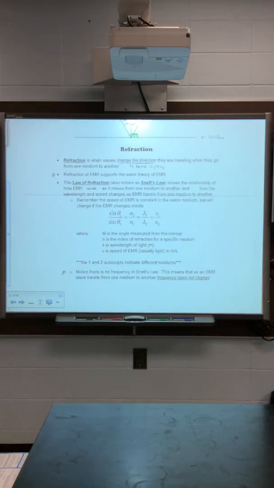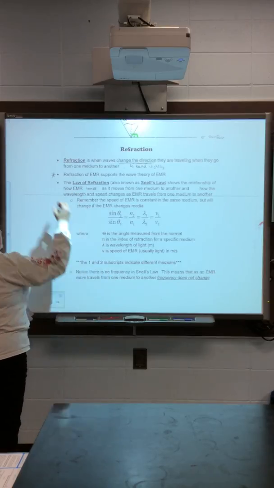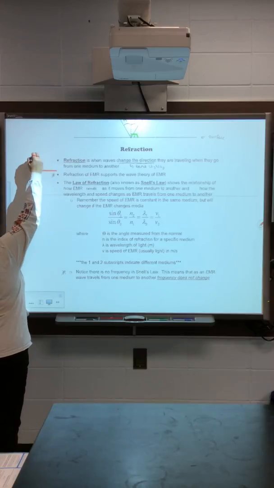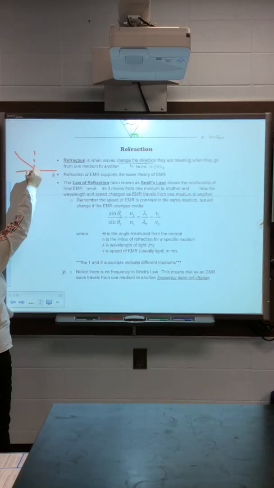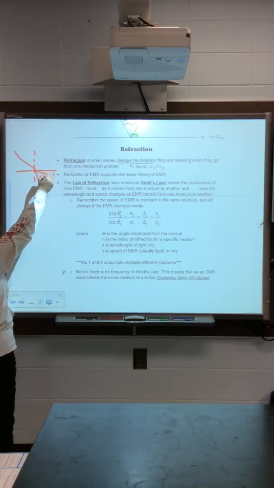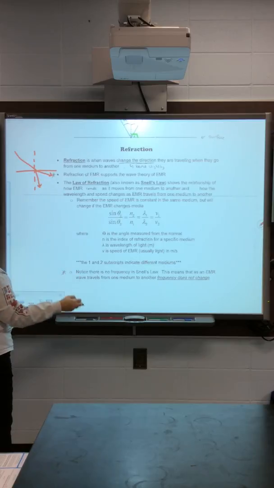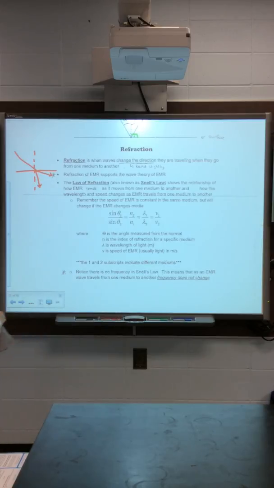Refraction is when we're looking at the light passing from one medium to another medium. And so where it says a change in direction, what we're looking at is an angle coming in, and it's either going to change downward or change towards the surface. It can go one of two ways depending on the medium that it's in.